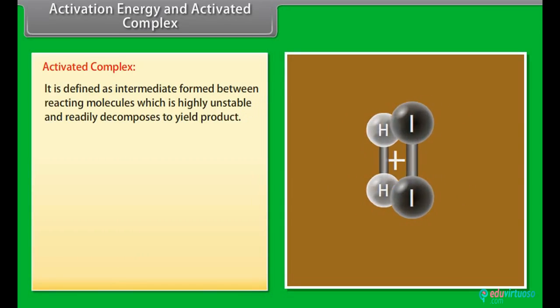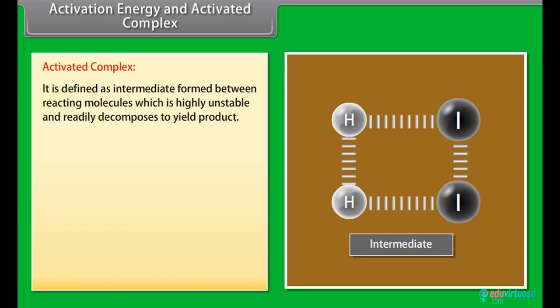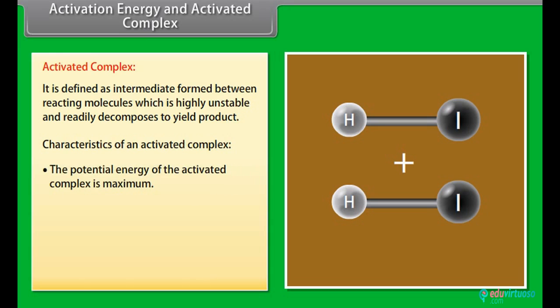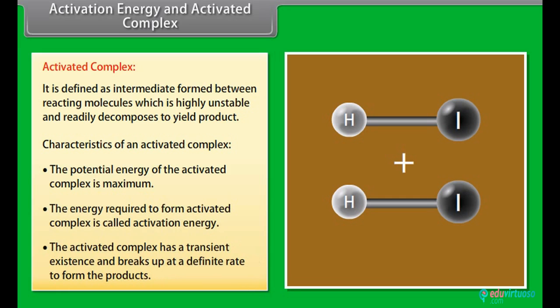Activated complex. It is defined as an intermediate formed between reacting molecules which is highly unstable and readily decomposes to yield product. Characteristics of an activated complex. The potential energy of the activated complex is maximum. The energy required to form the activated complex is called activation energy. The activated complex has a transient existence and breaks up at a definite rate to form the products.